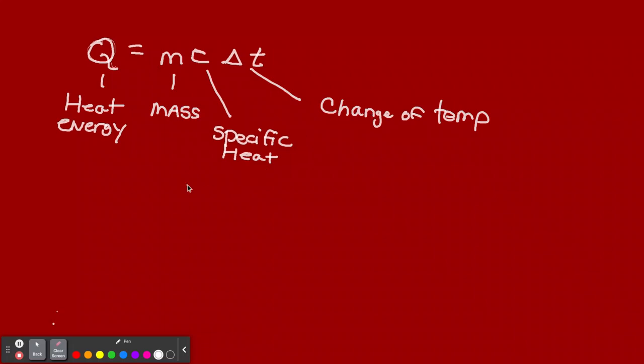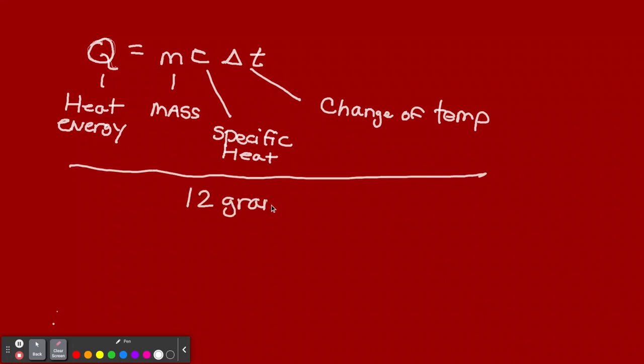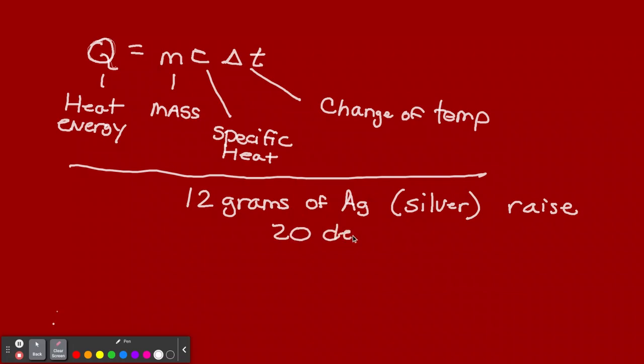Let's say you had put a line over here. Let's say you had 12 grams of a substance. Let's say silver. That's a symbol for silver, argentum. So let's say you have 12 grams of silver and you want to raise it 20 degrees. And of course, we're always going to use Celsius. 20 degrees Celsius.